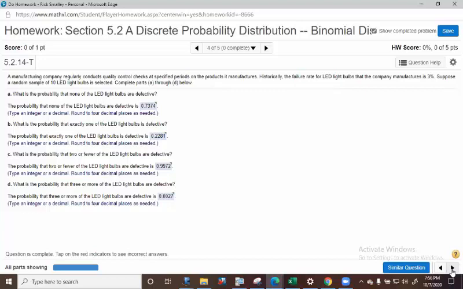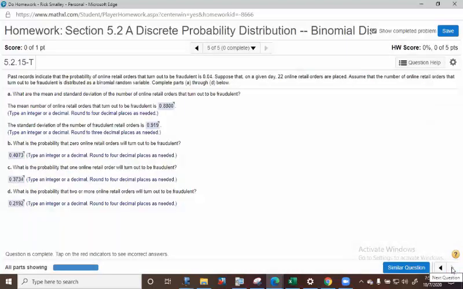Let's look at this one. I was hoping they would have some with a couple of probability questions and then the mean and standard deviation all in the same problem. Or heck, I could just do one of those mean and standard deviations. Oh, this one's a thing of beauty right here. This does have both. I like it.